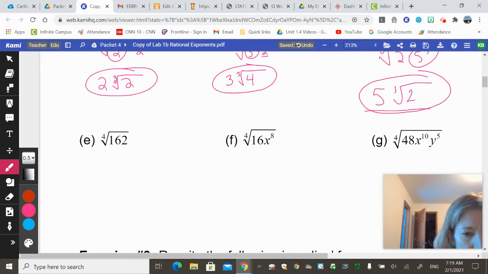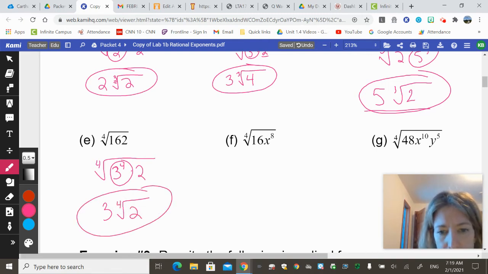4 more in this section. Okay, so now I'm doing the fourth root. 162, half of that's 81. And I know 81 is 9 squared, or 3 to the 4th. So this is 3 to the 4th, which is 81, times 2. Since I'm taking a 4th root, I can just take the 3 out. So it's 3 times the 4th root of 2.